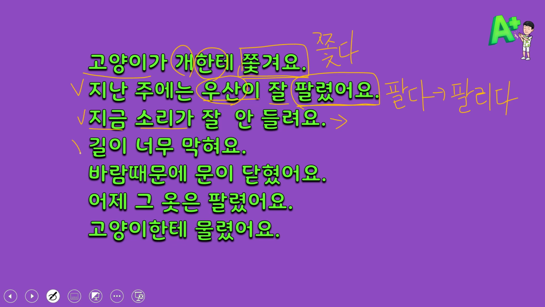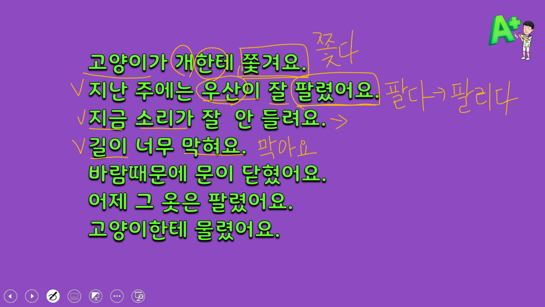길이 너무 막혀요. The road is being blocked, congested. Don't use 막아요. Don't use the active form. If you do that, you are saying that the road is blocking something else, which doesn't really make sense.